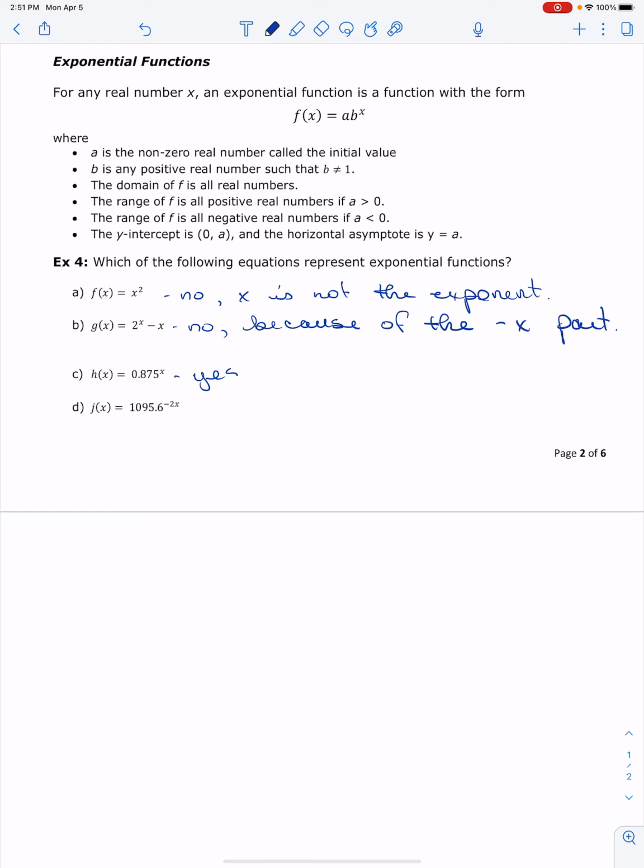This one's a yes. And this one's a yes. Okay. You could separate that -2 from the x and rewrite this with just the exponent of x as we saw above. So yes, this is an exponential function.